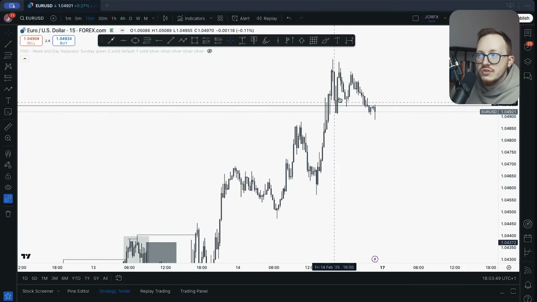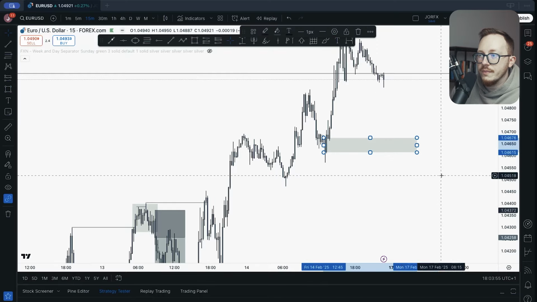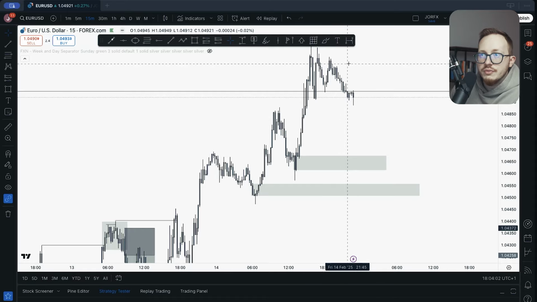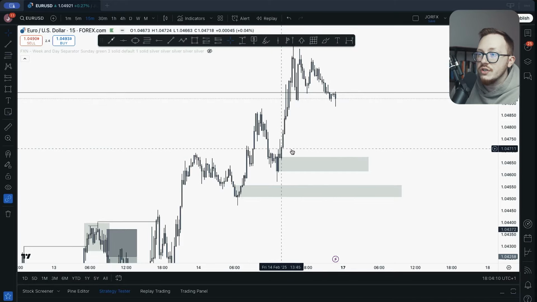But what is the most obvious low that we have in this picture right here? It is this low and this low. These two lows that we have. All right, this low and the second one is right here. So these will most probably be the areas of interest where we want to see price come to before moving up higher. Because right here, there is no liquidity to be taken.